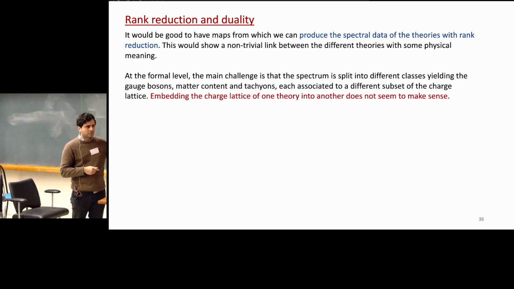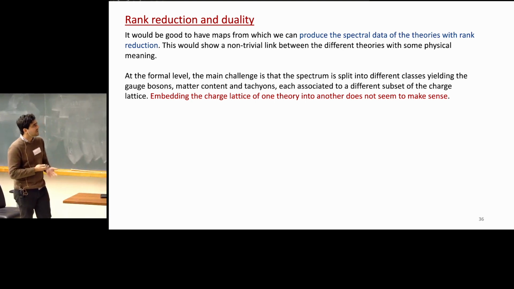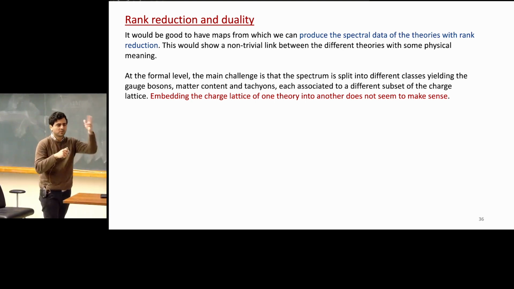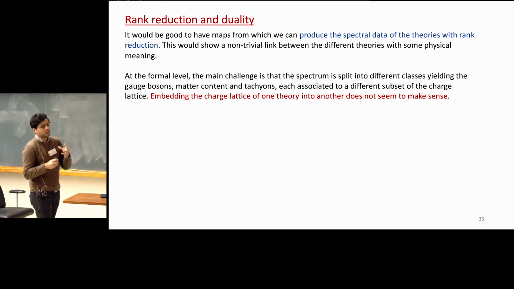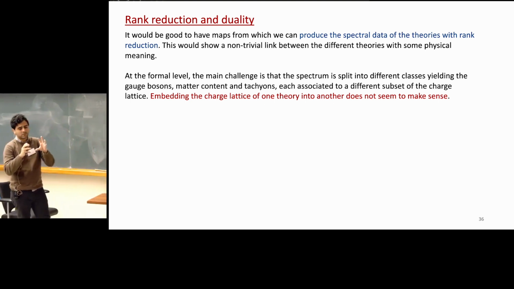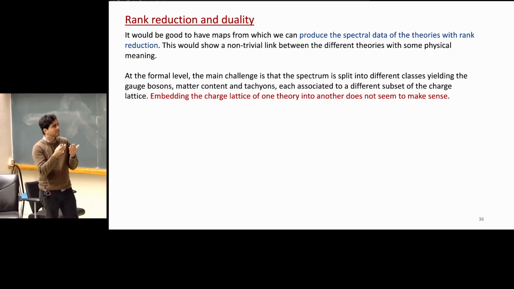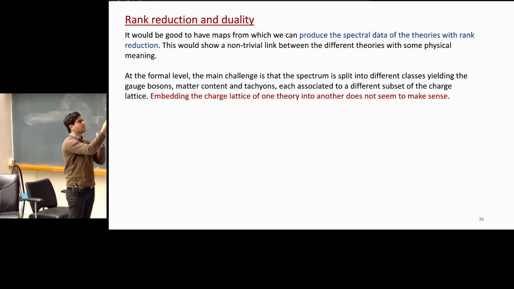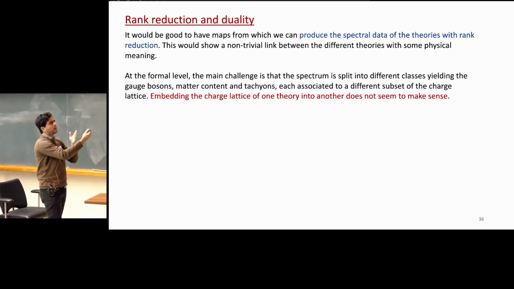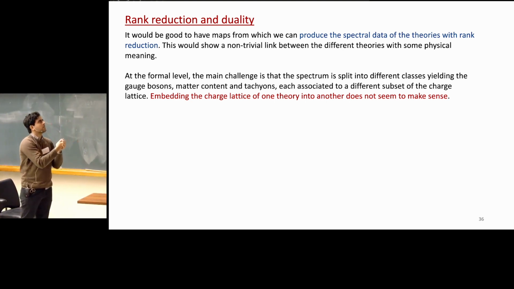Let's think about it just formally. The challenge is that since the spectrum has different classes, you have gauge bosons here, matter there, and each one is related to different subsets of the charge lattice of your theory, it really doesn't seem to make sense to take two theories and embed the content of one into another. How do you do this? It's not clear.